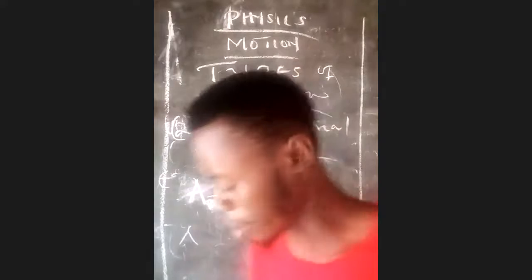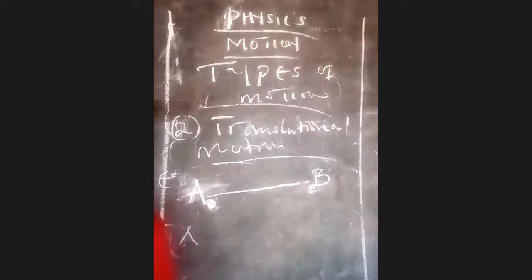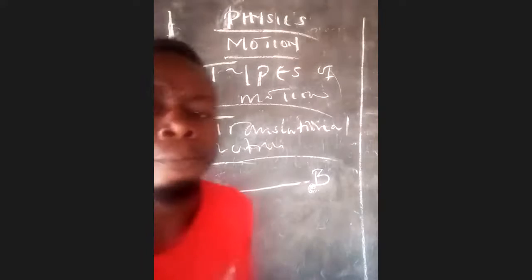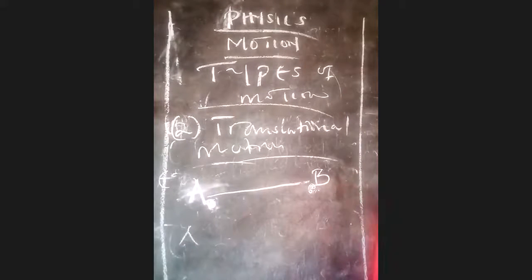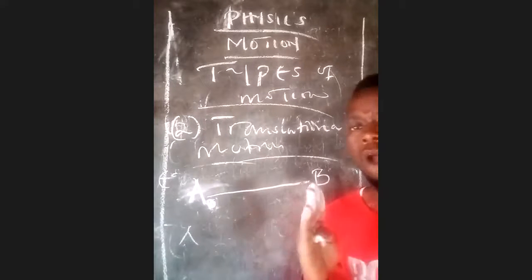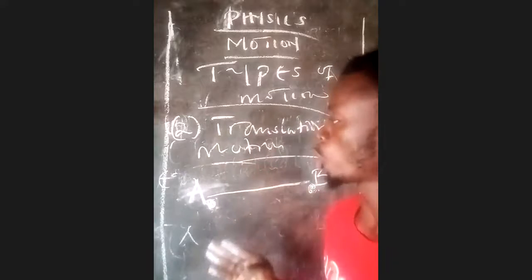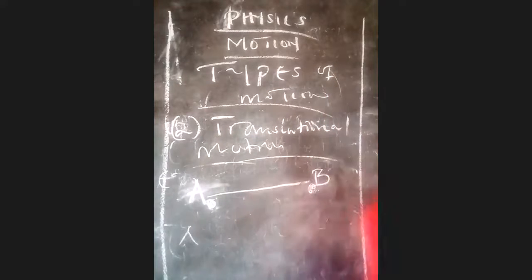Human movement, or the movement of a man: when I move from this way to this way, what I've done is translational motion, because I move in a forward direction. That form of movement or motion is what we refer to as translational motion.